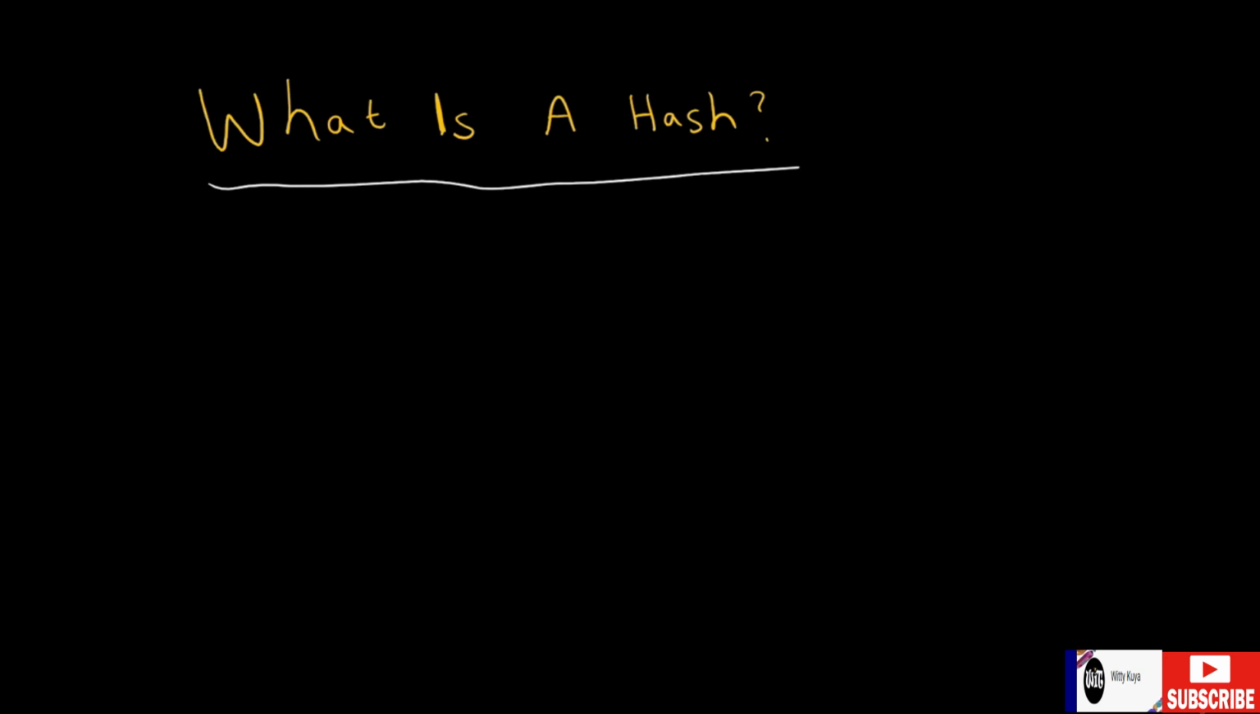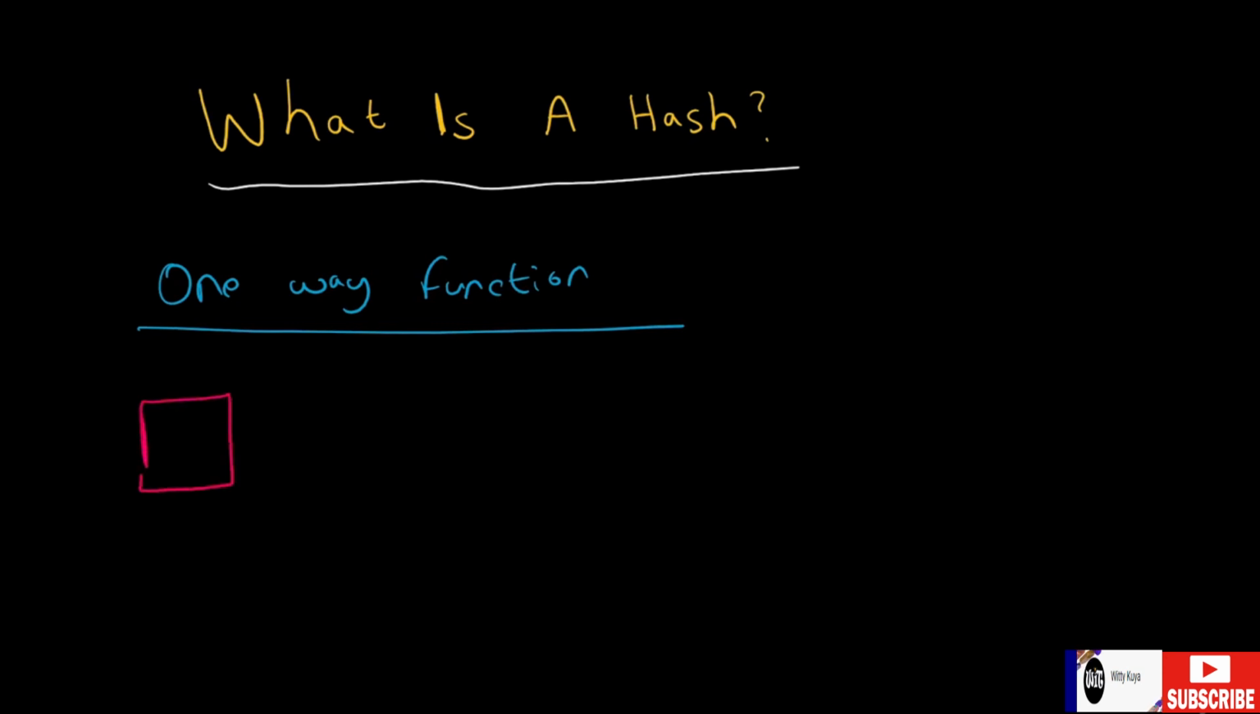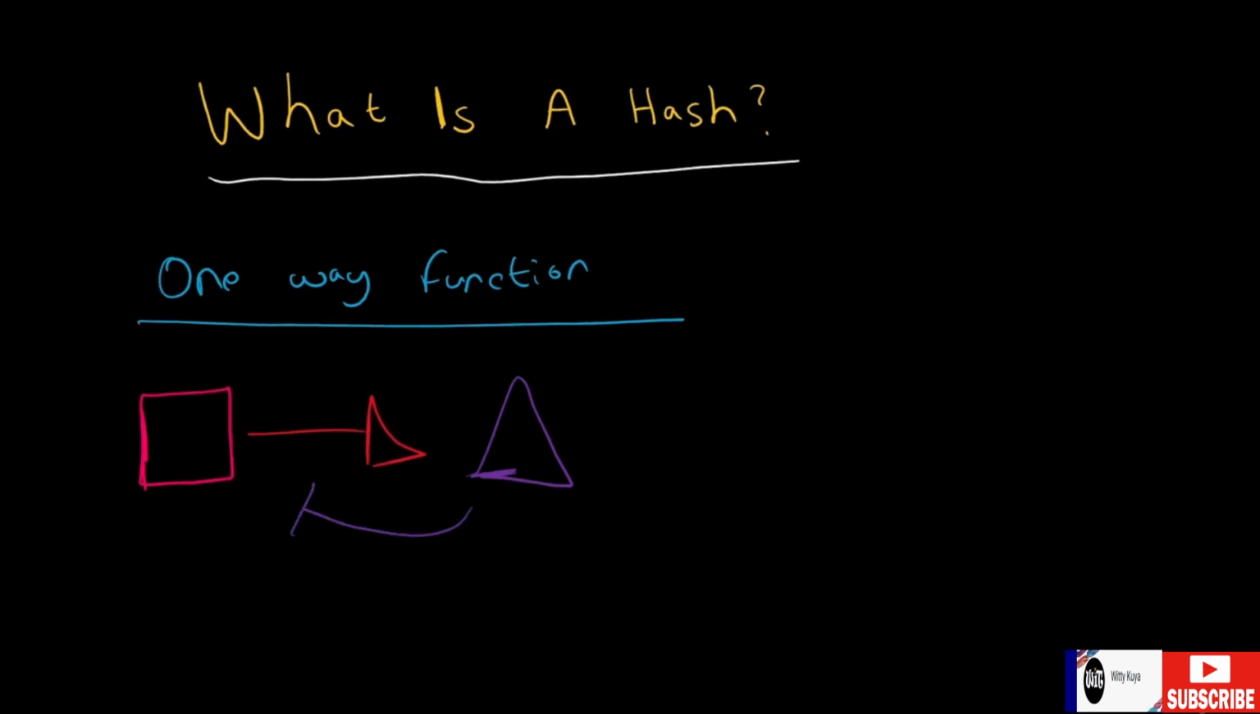A hash is essentially a one-way function where its aim is to take some data as input. So imagine this is some data, and what it does is it outputs something totally different that does not resemble its original form, and it is not reversible. So if you have this output, you can't just get that and reverse it into its original form.